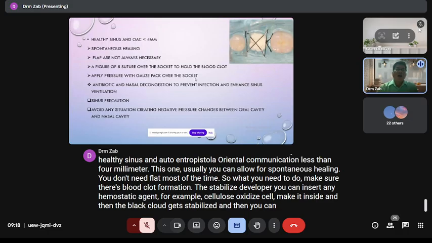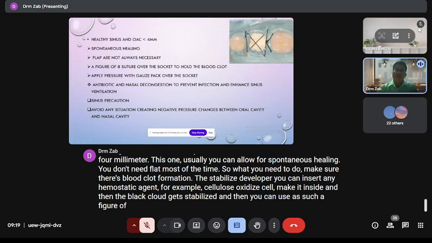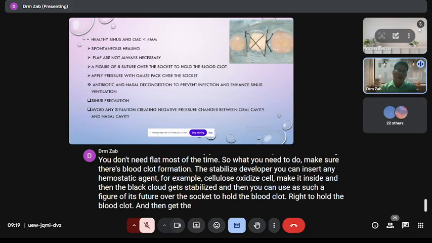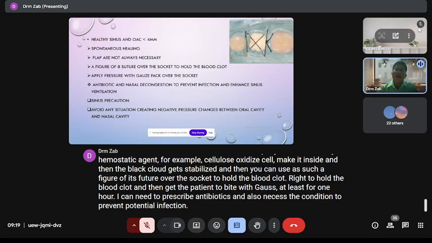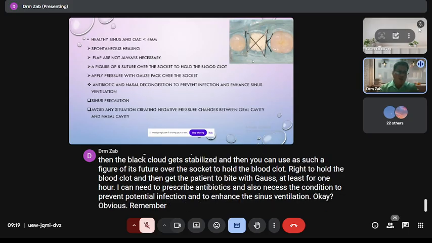And then you can use a figure of 8 suture over the socket to hold the blood clot, and then get the patient to bite on gauze for at least 1 hour. Okay, you need to prescribe antibiotics and also a nasal decongestant to prevent potential infection and to enhance the sinus ventilation. Always remember you need to inform the patient about sinus precautions.